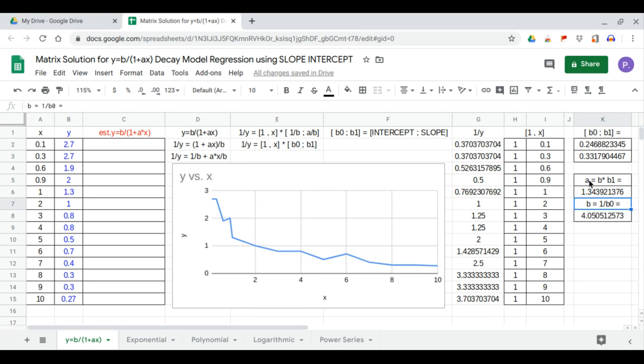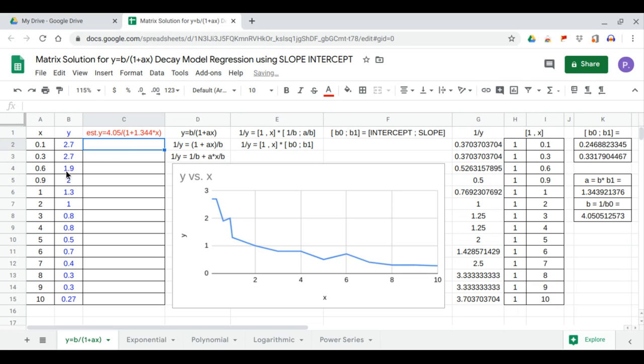Now we can use these values of a and b in the equation. So estimated y will be 4.05 over 1 plus 3.1344 x. We will use these values to complete our trend line equation, which is equal to b divided by 1 plus a times x.